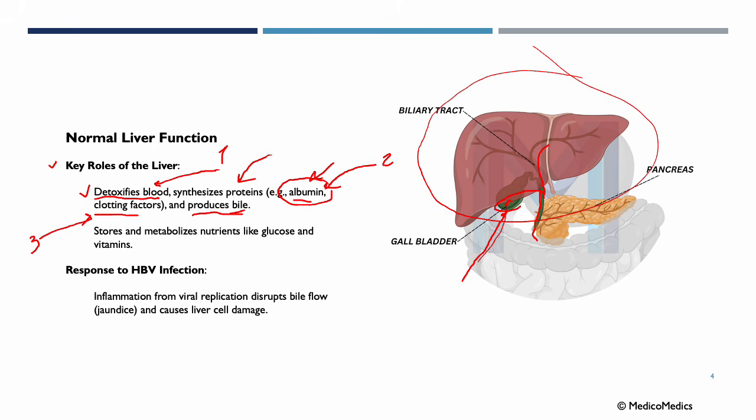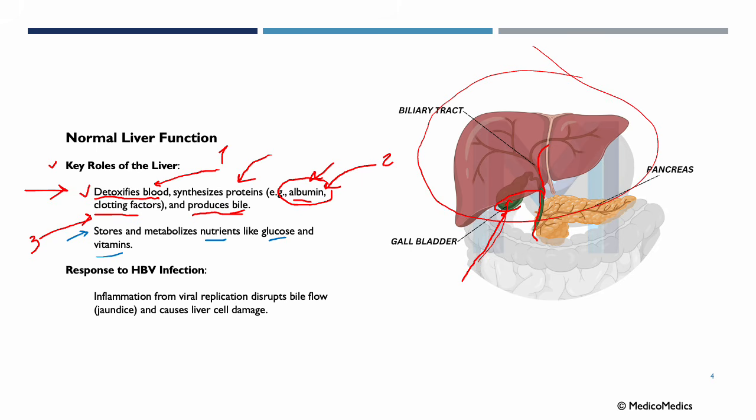So, in summary, the liver detoxifies harmful substances, it produces vital proteins for circulation and clotting, and aids in digestion through bile production, making it a very central organ in maintaining homeostasis. But we also see other crucial roles of the liver. These are storing and metabolizing nutrients like glucose and, as we mentioned, vitamins.